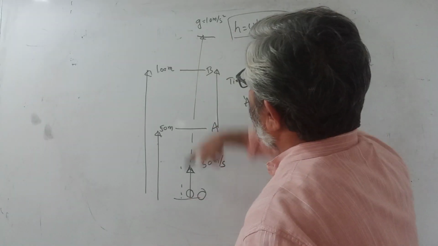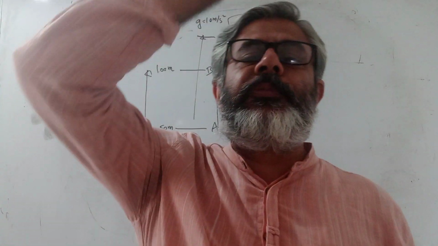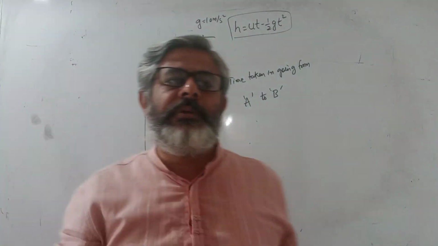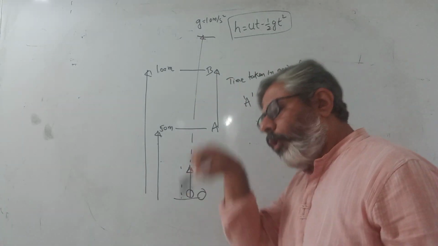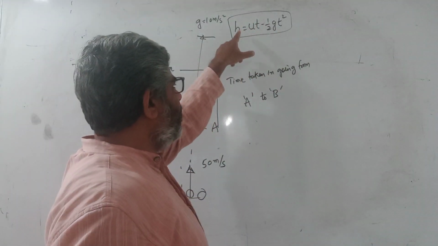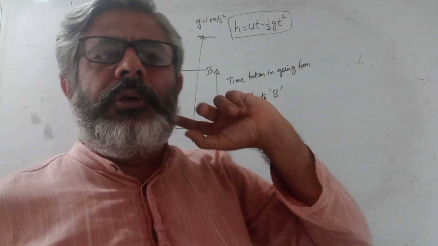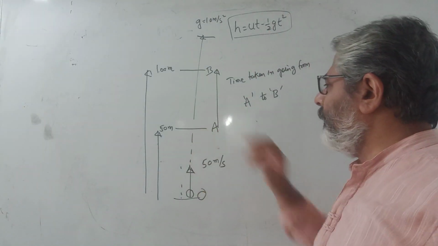So h is the height from the ground, so it is in the upward direction. So I take it as positive. Acceleration is always downward, so I take it as negative here. So I have written the equation h is equal to ut minus half gt square. Now you will think how to apply it here.